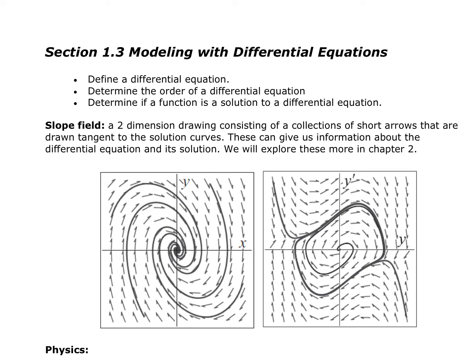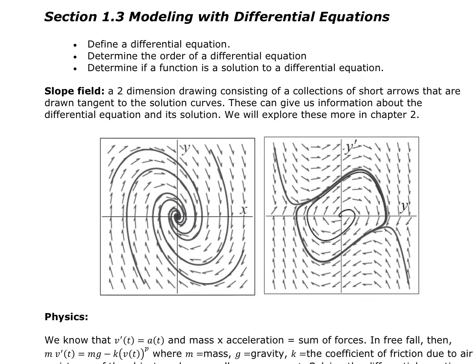To do that, I want to first start with introducing what a slope field is. So here's two examples of a slope field, and basically it's a collection of arrows that are drawn tangent to the solution curves. This will give us information about the differential equation and the solution that we are hoping to find. We're going to go more in depth into this in chapter 2, but I did want to introduce these now. It's in the book, so I just thought I'd throw that out there to have you start to think about what a slope field is.